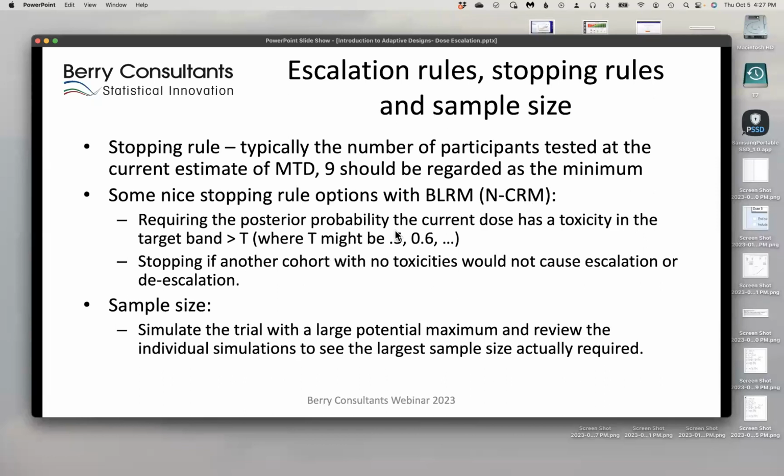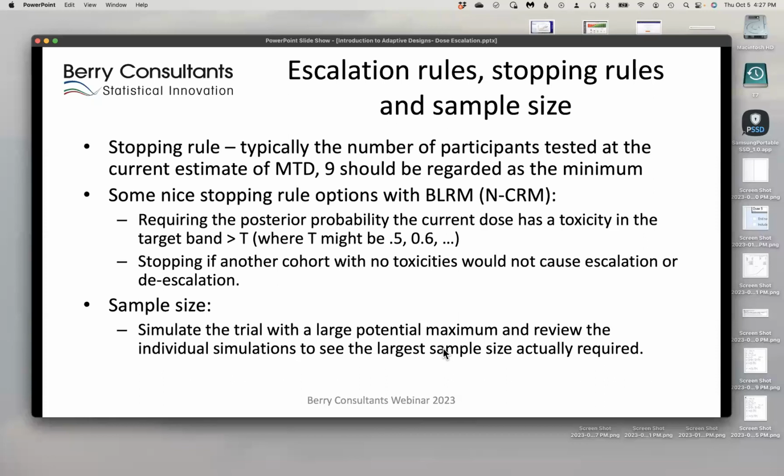One is to use the posterior probability that the current dose has a toxicity in the target band, where you might set a threshold of, say, 0.5 or 0.6. Setting one much higher than that, you can require much larger numbers on the dose. Or another possible rule is stopping at a dose if another cohort with no toxicities would not cause you to escalate beyond the current dose.